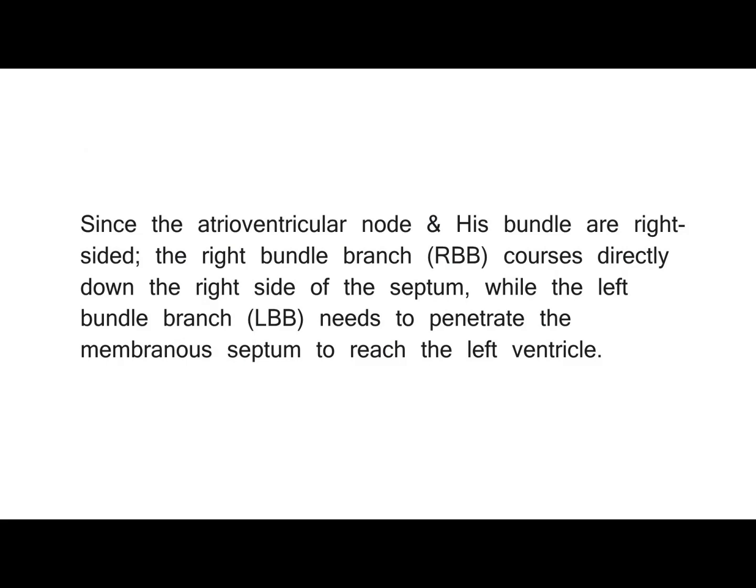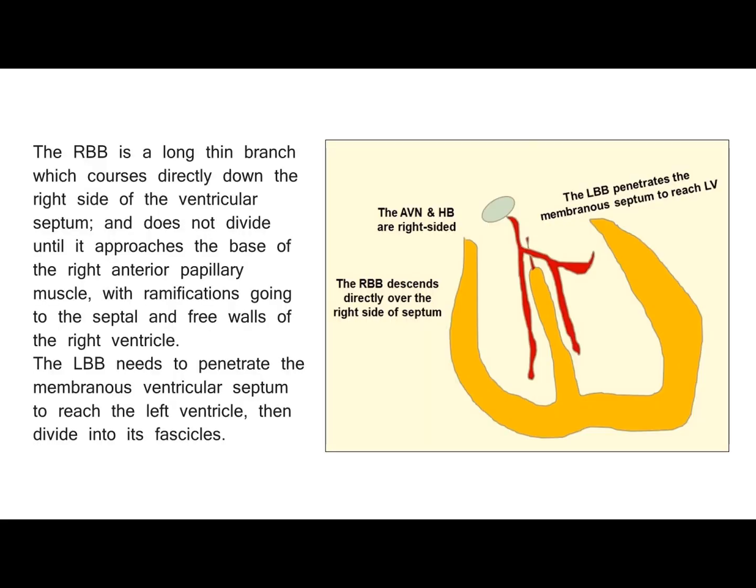Since the atrioventricular node and His bundle are right-sided, the right bundle branch, RBB, courses directly down the right side of the septum, while the left bundle branch, LBB, needs to penetrate the membranous septum to reach the left ventricle. The RBB is a long thin branch which does not divide until it approaches the base of the right anterior papillary muscle, with ramifications going to the septal and free walls of the right ventricle. The LBB needs to penetrate the membranous ventricular septum to reach the left ventricle, then divide into its fascicles.